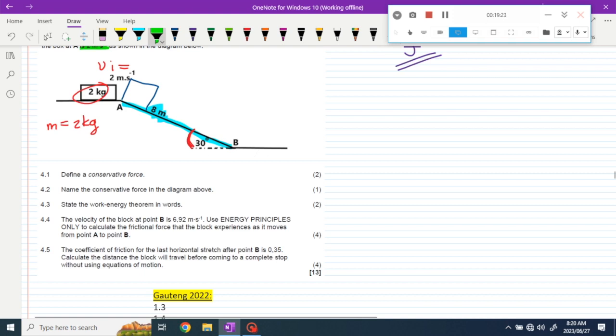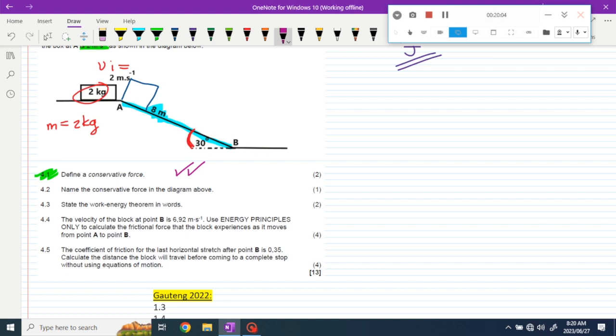Question number 4.1 says, define a conservative force. I'm not going to write it on the board, but we say it's a force for which the work done in moving an object between 2 points is independent of the path taken. Key words there, guys. If you did not say force for which the work done, if you just say force for which, or the force that is independent, then you're going to be in trouble. We need to see force for which the work done is independent of the path taken. Okay, and if you write that down correctly, you're going to get 2 marks.